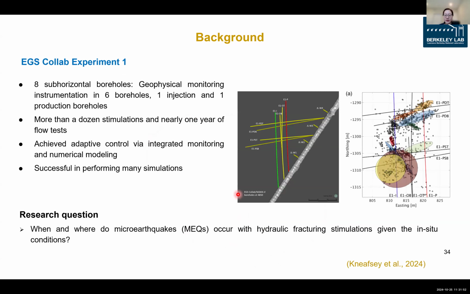So here is a very brief introduction of experiment 1. They have these 8 sub-horizontal boreholes, with 6 different boreholes being for geophysical monitoring, shown here in yellow. And then they have 1 injection borehole and 1 production borehole. And they conducted more than a dozen stimulations which were successful, and nearly 1 year of flow tests.